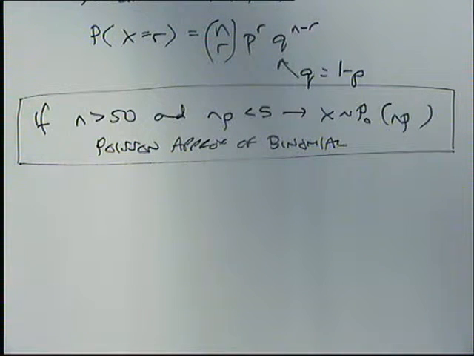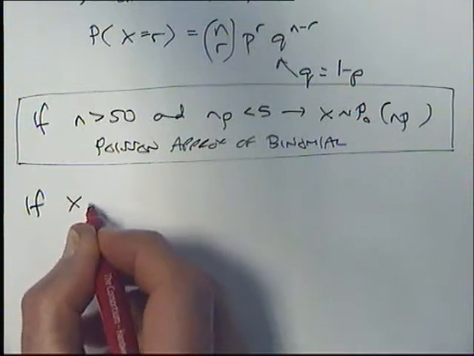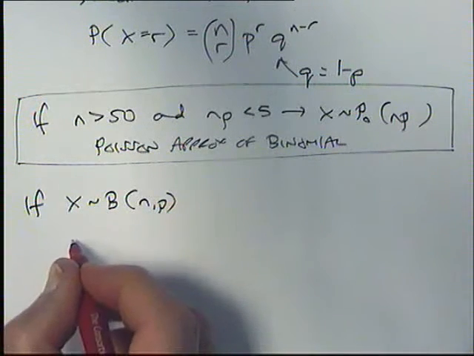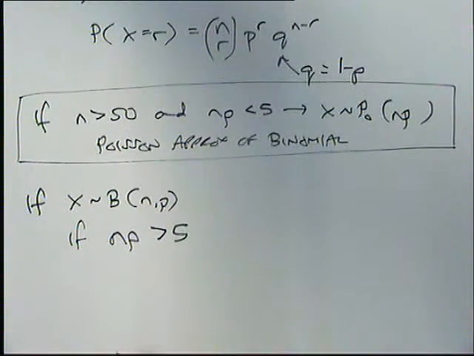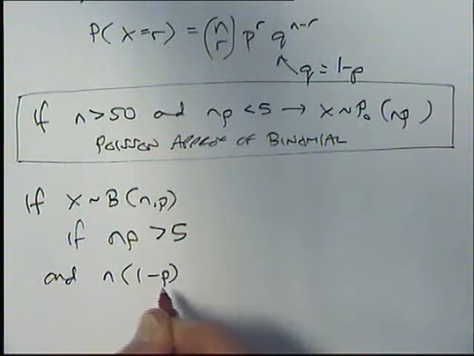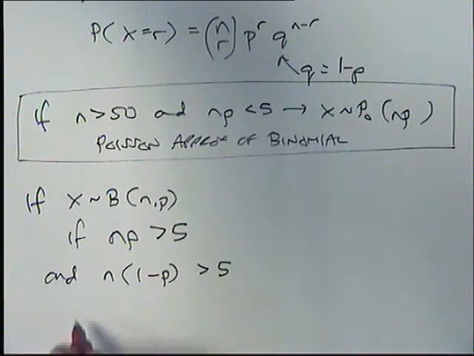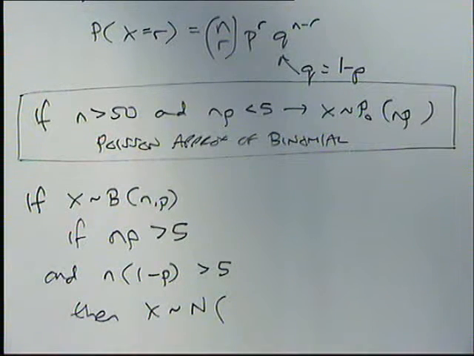For your exam board, you have to learn a set of conditions where you can approximate the binomial by the normal distribution. These are your conditions which you need to make a note of and then learn. So if X starts off being binomial, if n times p is greater than 5 and n times (1 minus p) is also greater than 5, well then you can approximate by a normal distribution.